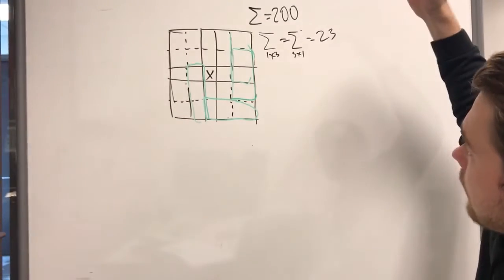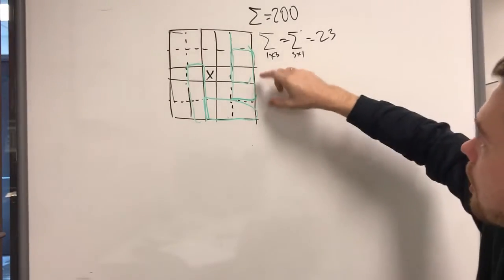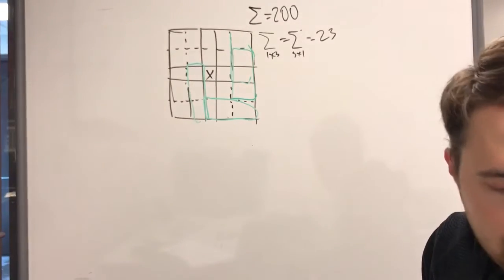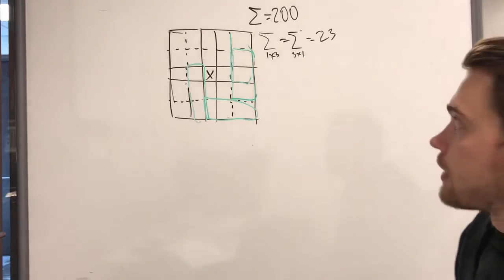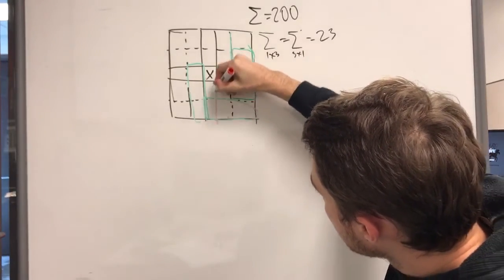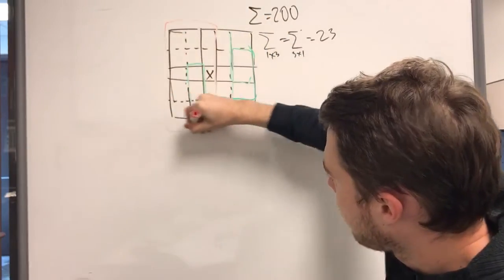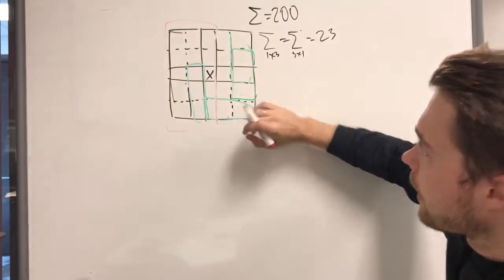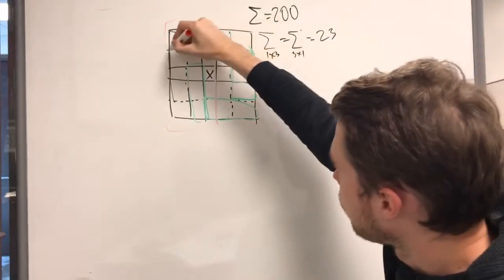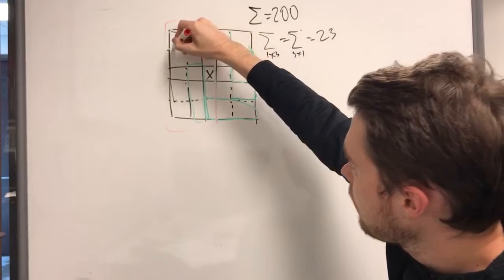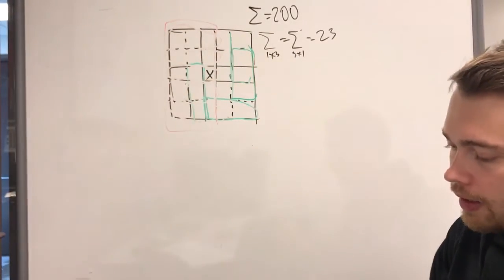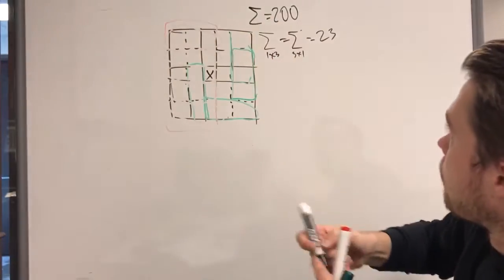So I know that the entire table sums to 200. Each rectangle 1 by 3 or 3 by 1 is also 23. What does it mean? What if I find the sum of this section, a little bit more than half, of these 3 columns? I know that it's one rectangle 1 by 3, second, third, fourth, and fifth.